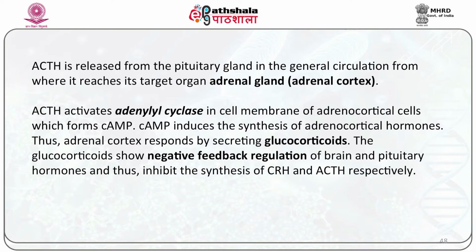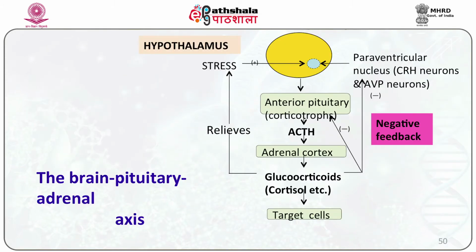Glucocorticoids also inhibit the transcription of the precursor protein pro-opiomelanocortin, POMC, in the corticotrophs in the anterior pituitary. Thus, the brain-pituitary-adrenal axis is an example of a negative feedback regulation. The paraventricular nucleus is an important center as it gets input from various regions of the brain like the brain stem, midbrain, limbic system and other hypothalamic nuclei.